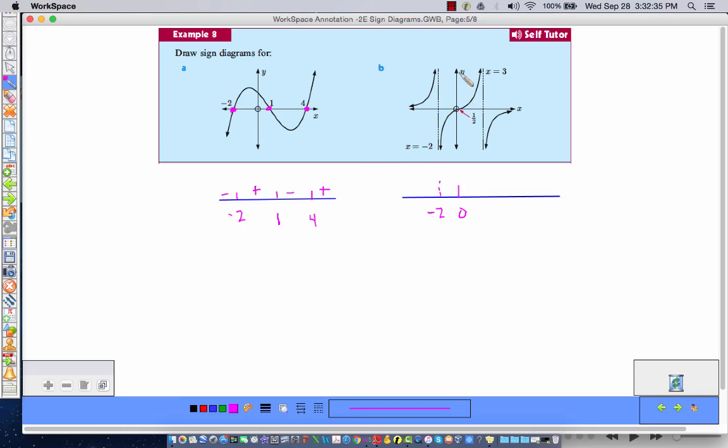I don't know where that is because they don't give us the function, but that's where it's undefined. And then it's also undefined here when x is equal to 3, so I'll put a little dashed line there and put a 3. And so my sign diagram, to the right of this asymptote, all of it is below, indicating negative. Between 0 and 3, it's all above, indicating positive. And then negative between 0 and -2, and then positive to the left of -2.